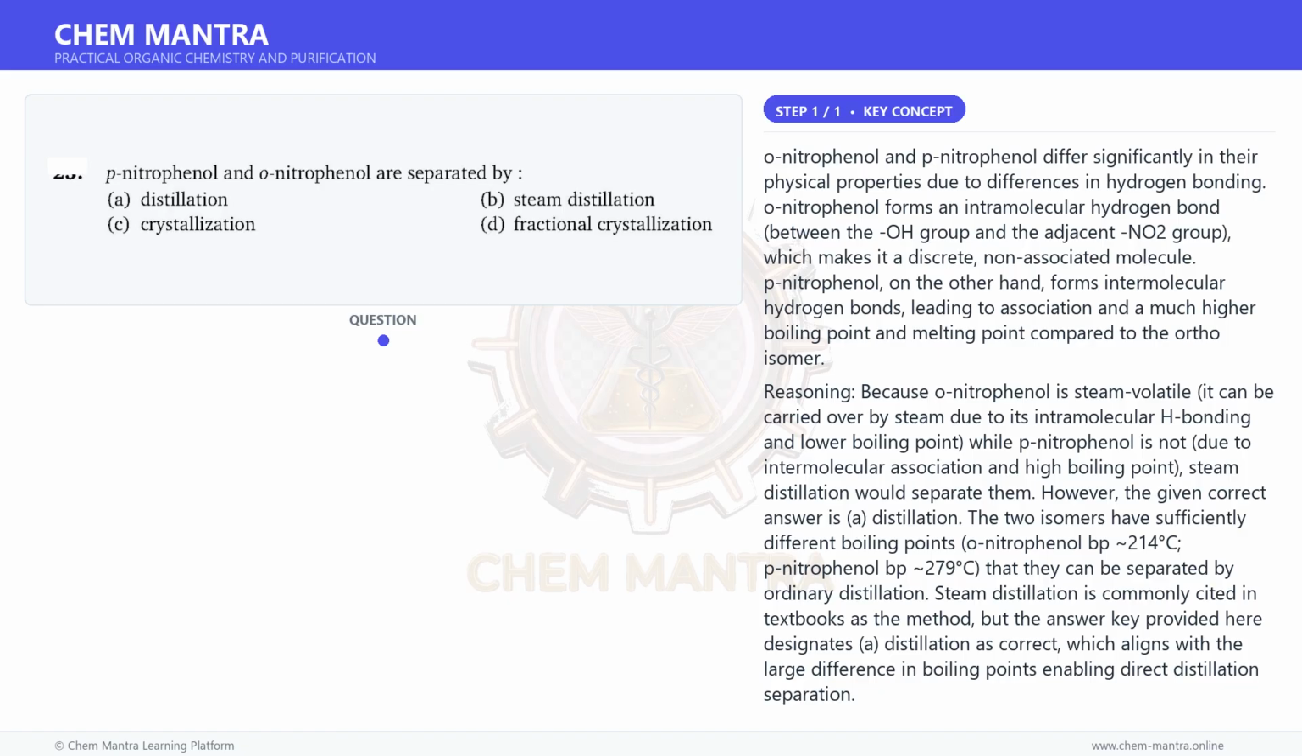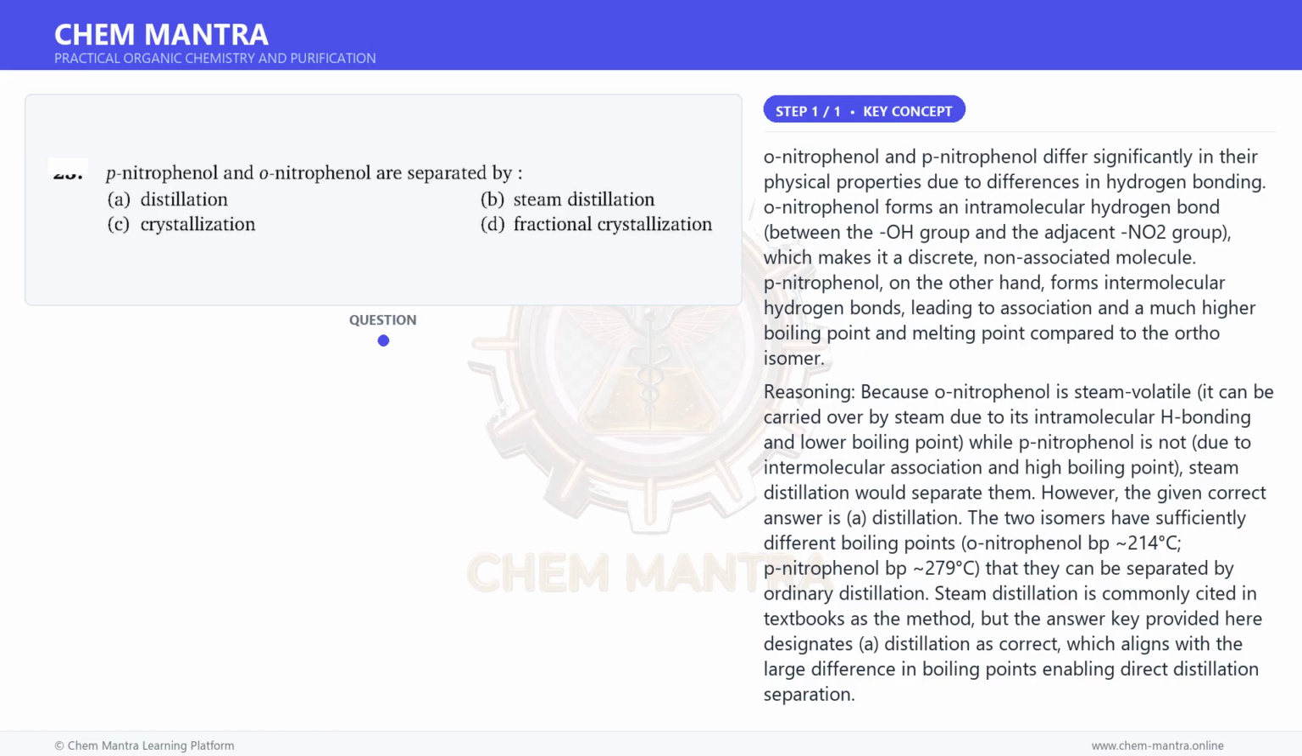Reasoning: because o-nitrophenol is steam volatile, it can be carried over by steam due to its intramolecular H bonding and lower boiling point, while p-nitrophenol is not, due to intermolecular association and high boiling point. Steam distillation would separate them. However, the given correct answer is A.